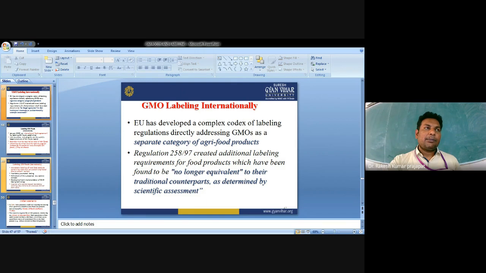There are different international approaches to labeling GM crops, adopted by different countries, like Canada. The European Union has developed a complex codex of labeling regulations directly addressing GMOs as a separate category of agri-food products. Regulation 258/97 created additional labeling requirements for food products which have been found to be no longer equivalent to their traditional counterparts, as determined by scientific assessment.